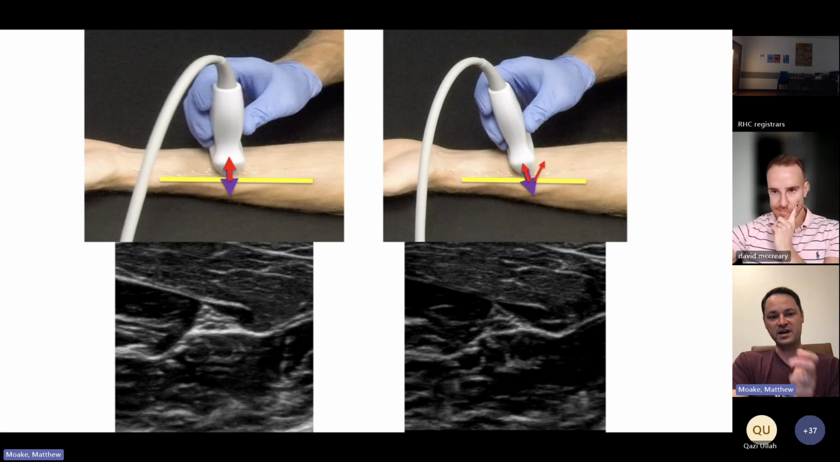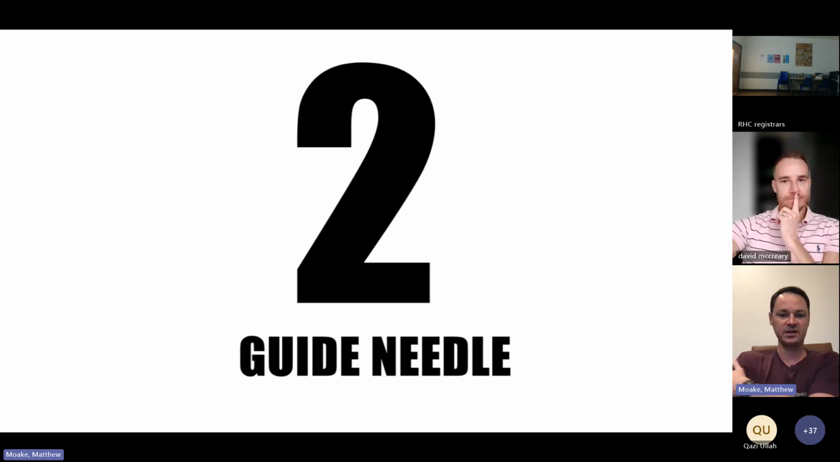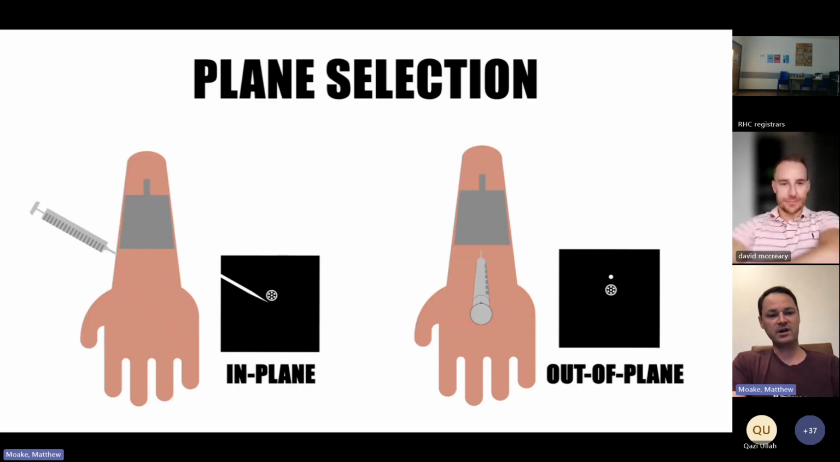Because what you don't want to do is find a good view of the nerve, go to insert your needle, and then you go fanning off with your probe to find the needle, and then you lose vision of your nerve. So you want to keep the probe as still as you can once you've found it. Once you find the nerve, you've got to guide your needle to it. You've got two main options anytime you're doing ultrasound procedures.